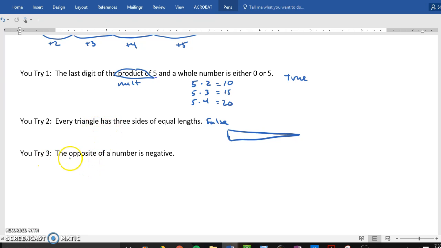And you try 3. The opposite of a number is always negative. Okay? Well, if I just think about that, that's going to be false. And any counterexample, you can come up with any. If I take -4, what's the opposite of that? Opposite of -4 is +4. So that is a counterexample that shows that this is not always true.